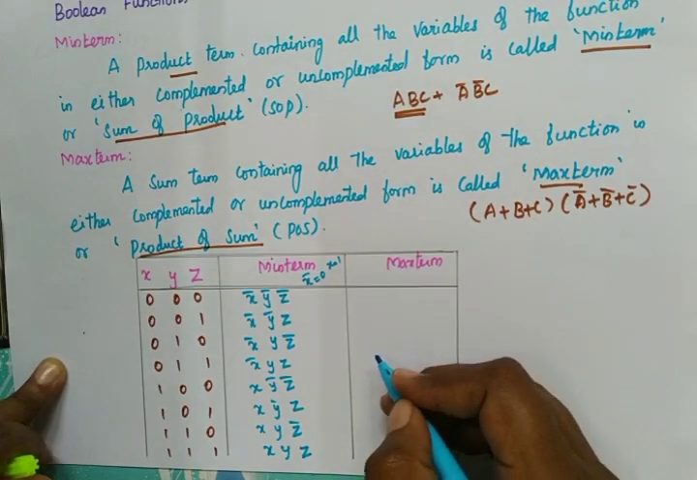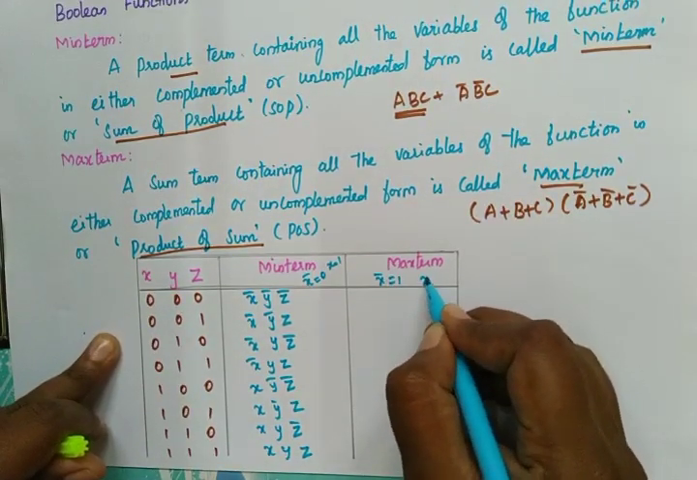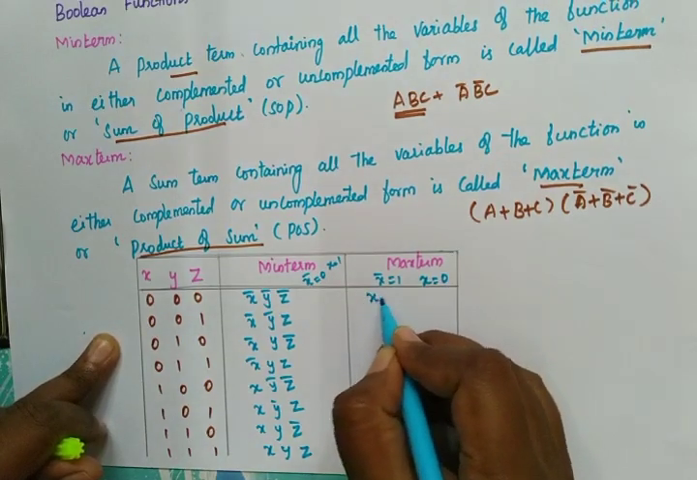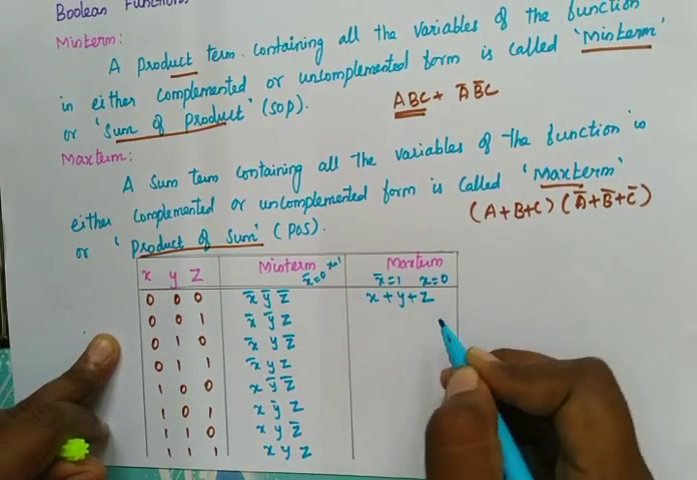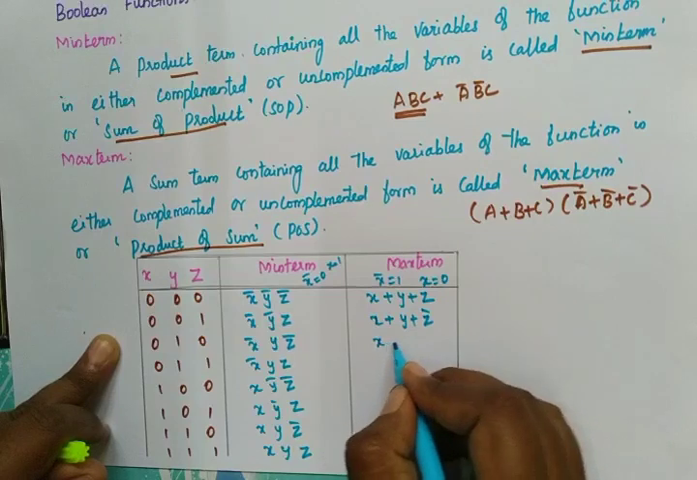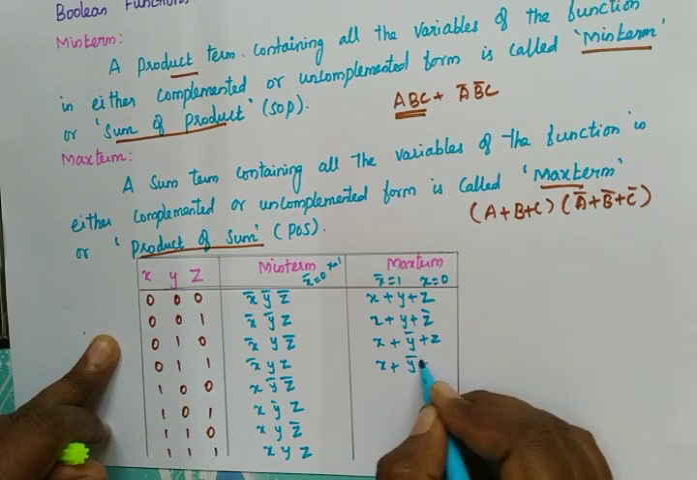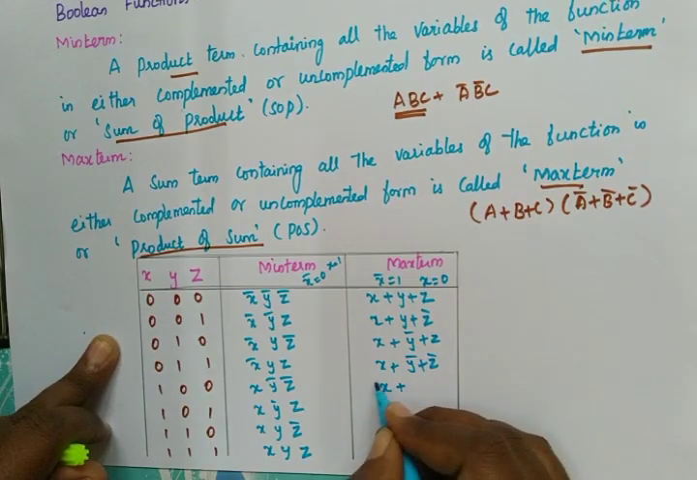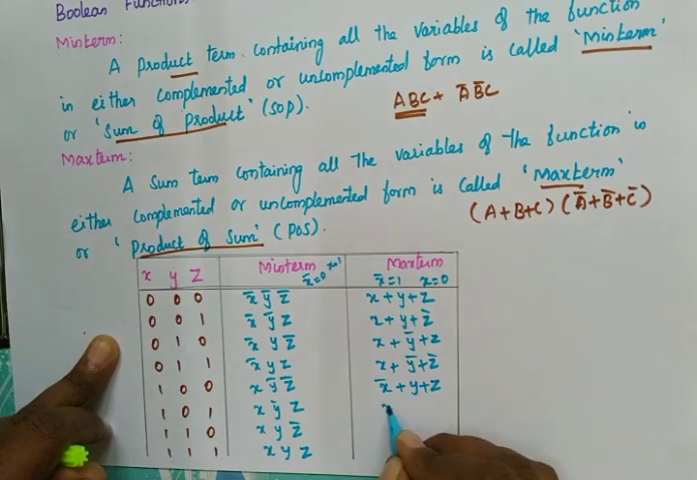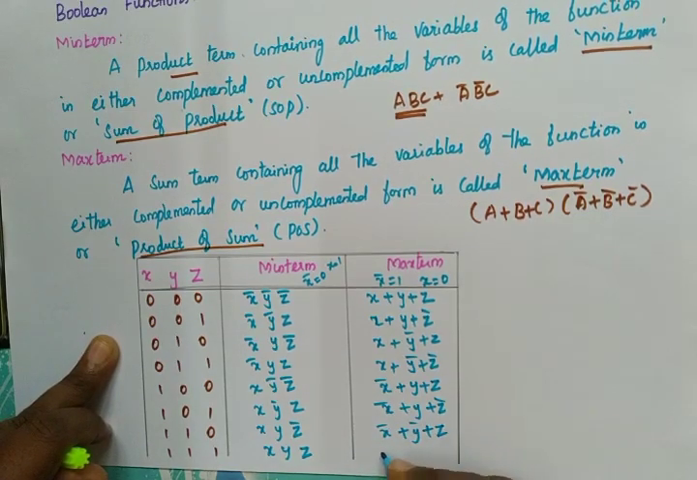Now how can we represent this in terms of max term? Here x bar will be equal to 1 and x will be equal to 0. So what we have to do is x plus y plus z. So this is 0. Here x plus y plus z bar. And here we have x plus y bar plus z. X plus y bar plus z bar. X bar plus y plus z. Next x bar plus y plus z bar. Next x bar plus y bar plus z. Next x bar plus y bar plus z bar.